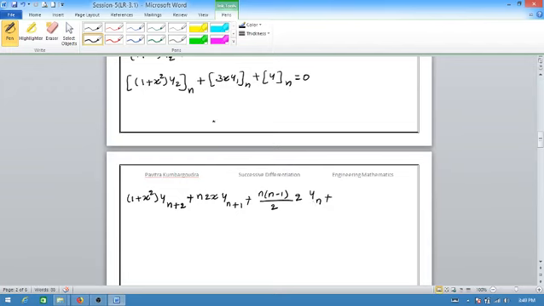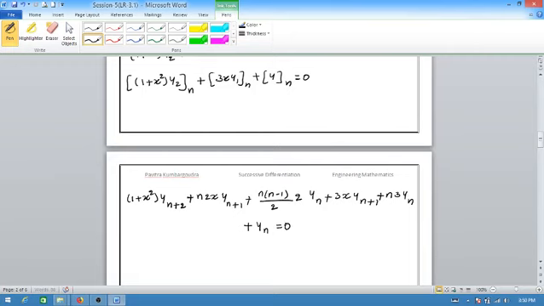Now the second term, 3x into y1. First 3x as it is, nth derivative of y1 is y(n+1), plus nC1 is n, differentiation of 3x is 3, n minus 1th derivative of y1 is yn, right? Plus the next, nth derivative of y is yn.